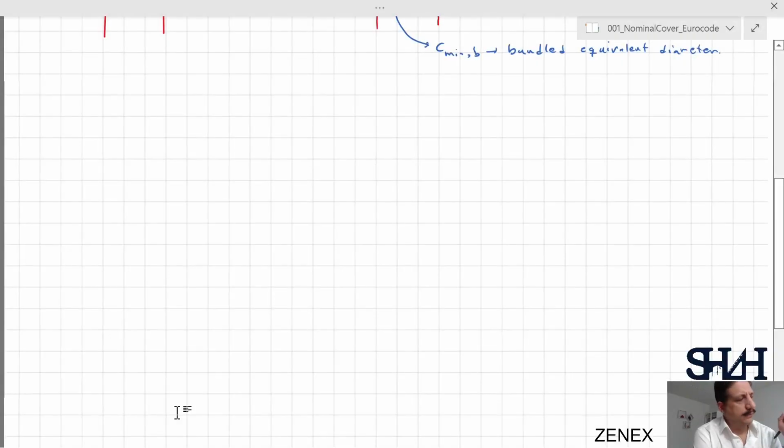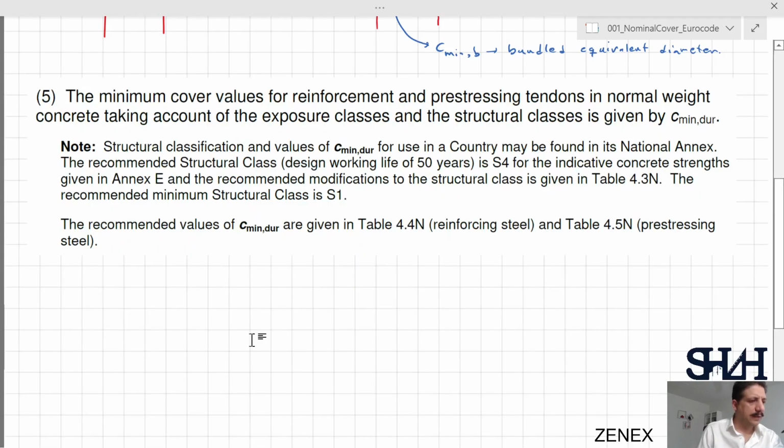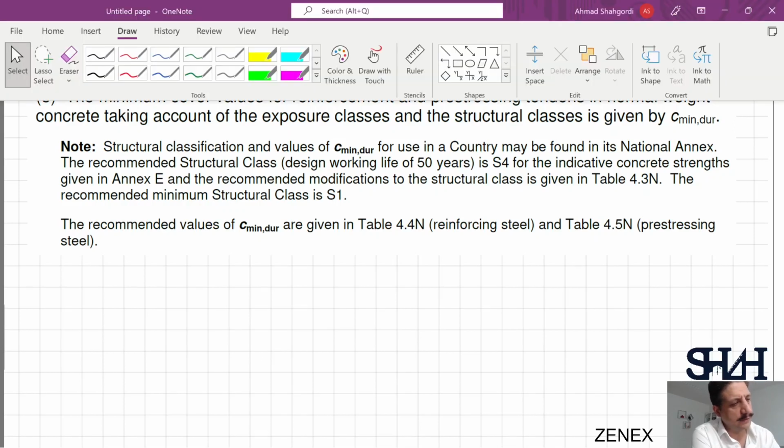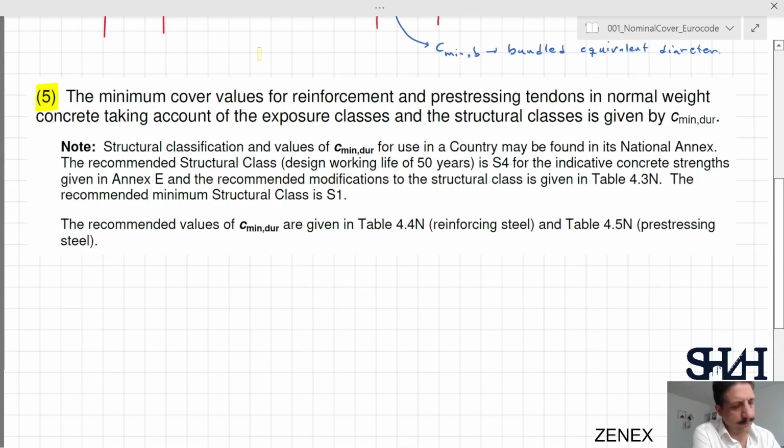After calculation of minimum bond cover, we need to calculate the minimum or the required cover for durability. According to the same clause, number 5, the minimum cover values for reinforcement and pre-stressing tendons of nominal weight concrete, taking account of the exposure classes and the structural classes, is given by C minimum durability. So this is the item, and here is where we can find C minimum durability.